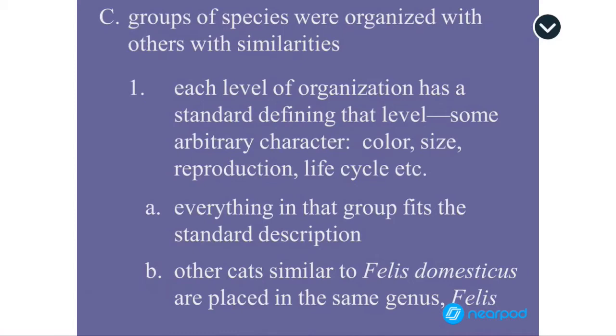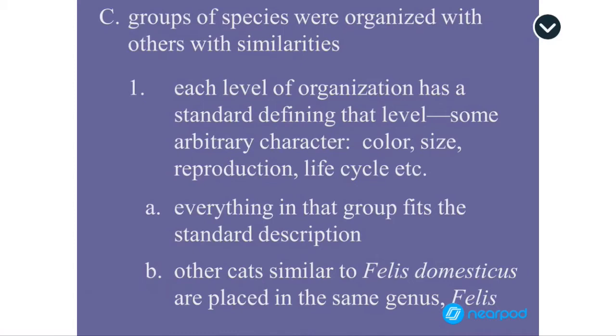The word arbitrary means negotiable, isn't fixed or set. So we could pick the color, the size, the reproduction, the life cycle, etc. So for example, all purple flowers on the planet could be put together in one group under this system. Is that done? No, but could it be? Yes. So everything in the group fits the standard description. So other cats that are very similar to Felis domesticus are placed in the same genus, genus Felis. Remember, the generic name is a general one that there's several organisms like. So Felis has multiple species in it, but Felis domesticus is just one kind of cat.